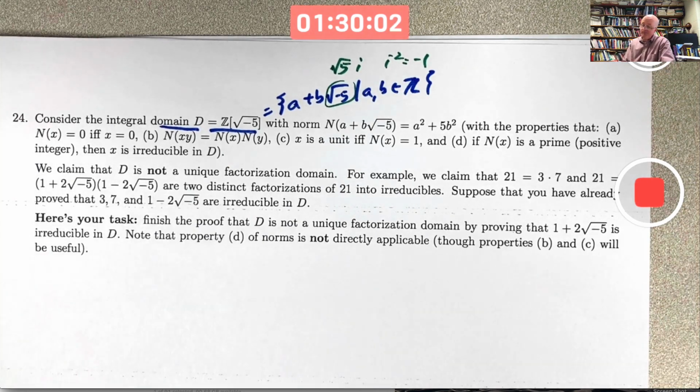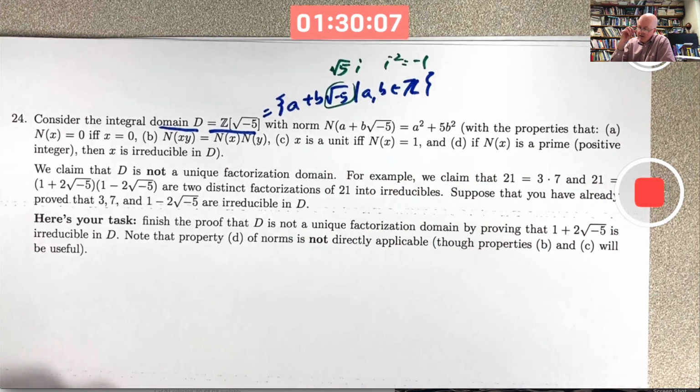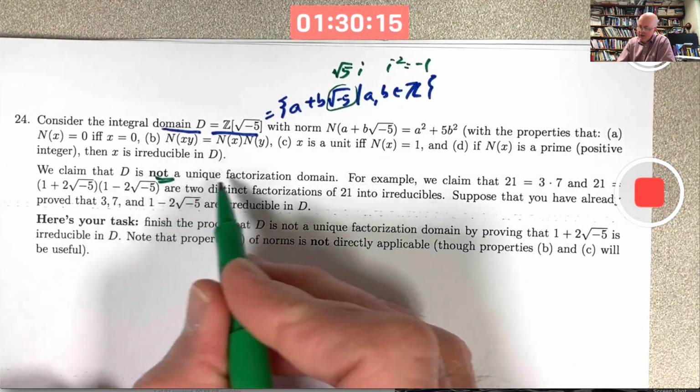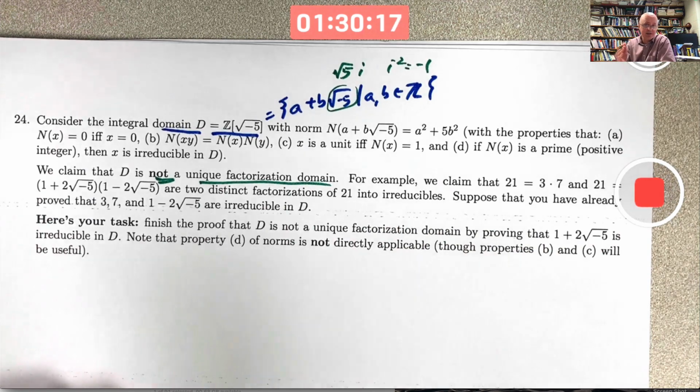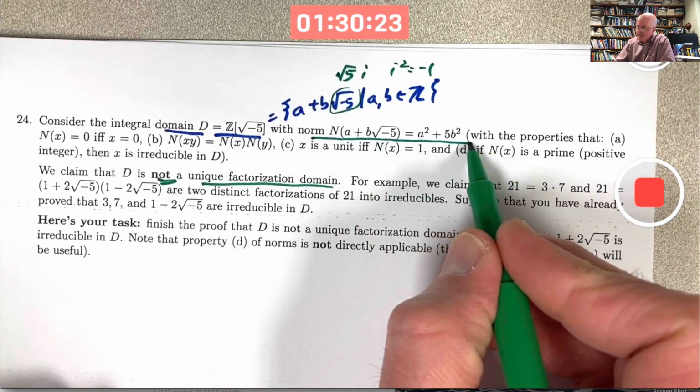Okay? This integral domain turns out to be, well, it is an integral domain, so in that sense it's nice, but it turns out to not be a unique factorization domain, so that's not so nice. I want to see why here. It's got this norm, it's called.